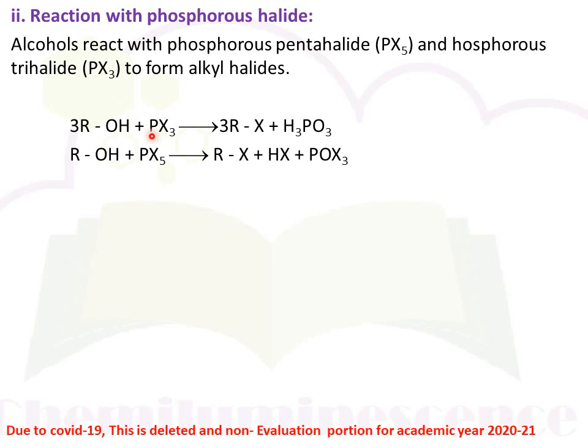In place of phosphorus trichloride, if you use phosphorus tribromide or phosphorus triiodide, the product will be alkyl bromide or alkyl iodide, but this reaction is carried out in presence of red phosphorus. If we carry out the reaction between alcohol and phosphorus pentachloride, the products will be alkyl chloride, hydrogen chloride and phosphorus oxychloride.